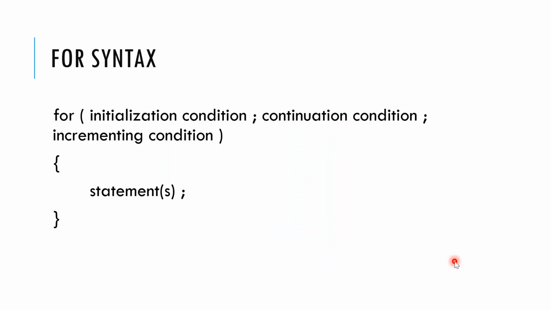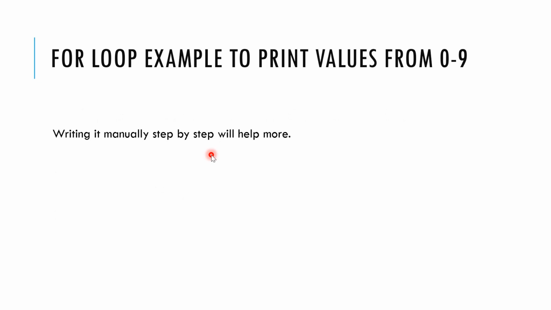So now the syntax of for is this: for, and then these three parts, the initial condition, the continuation condition, and then the incrementing condition, and then the statement. Without spending time explaining it theoretically here, I just want to give you an example. In the example we will use the for loop and we will print the values from 0 to 9.